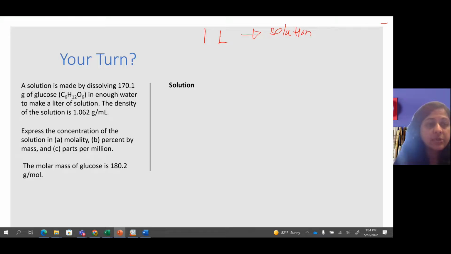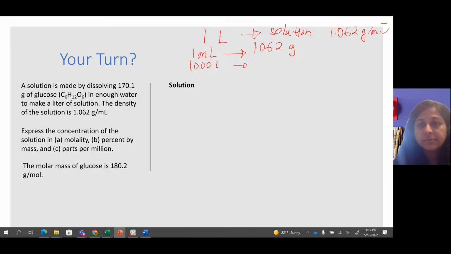The density of the solution is 1.062 grams per milliliter. Okay, so that means per 1 milliliter, the solution weighs 1.062 grams. Then how about a liter of the solution?